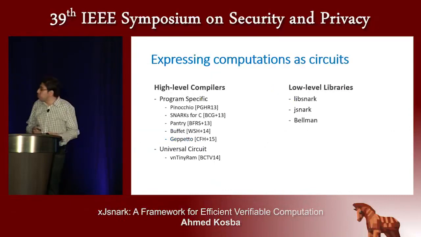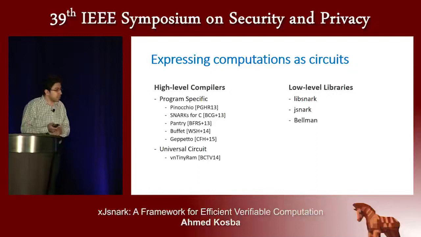And currently, there are two ways we can express computations as circuits. One way is high-level compilers, which can be categorized into classes. One class is the program-specific compilers. In these program-specific compilers, a different circuit is generated for every program. And there have been a lot of interesting works in this area, where every compiler was providing different optimizations. There's also the concept of universal circuit generators, which provide very interesting properties in terms of expressiveness and the capabilities of runtime code generation, but have less efficiency compared to the program-specific compilers.